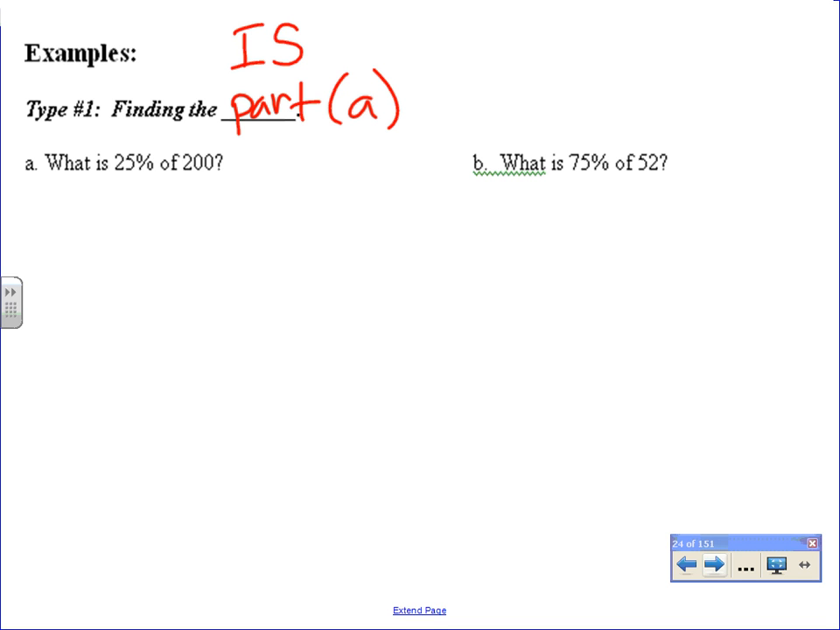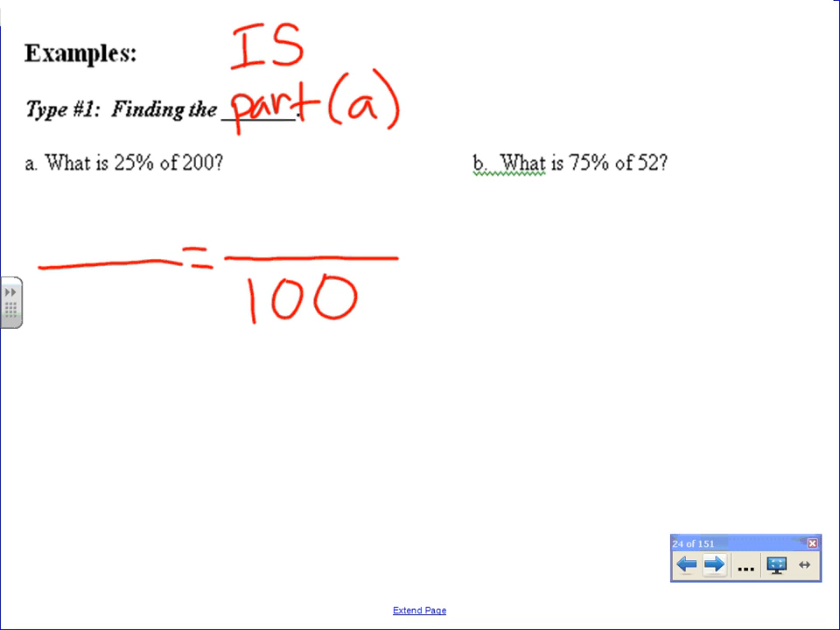So the question is, what is 25% of 200? Here's the skeleton. I want you to write down a line and then an equal sign, I should say fraction bar, and then another fraction bar over 100. That's how you always set it up.